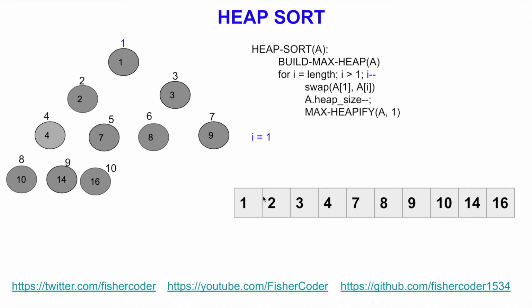Now we can see this is the correct order from the originally randomly ordered array input. Now this is correctly ordered ascending order. 1, 2, 3, 4, 7, 8, 9, 10, 14, 16.